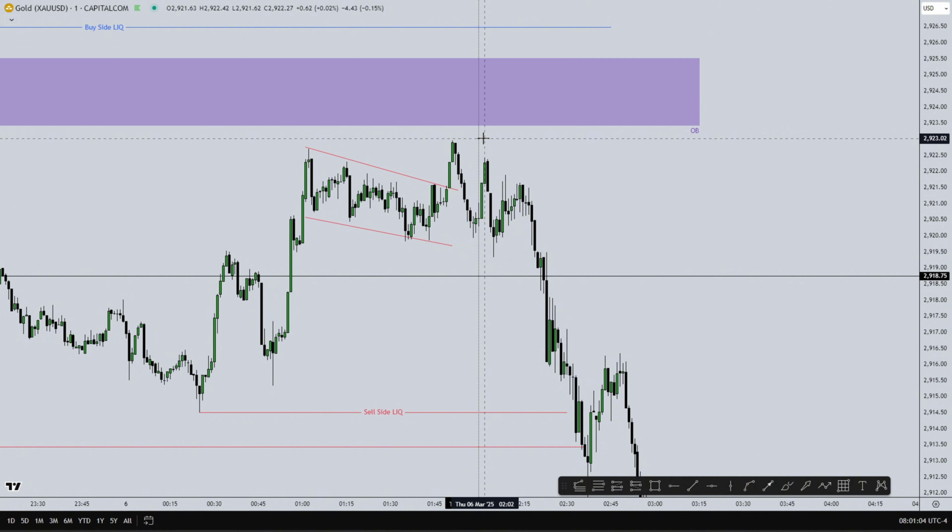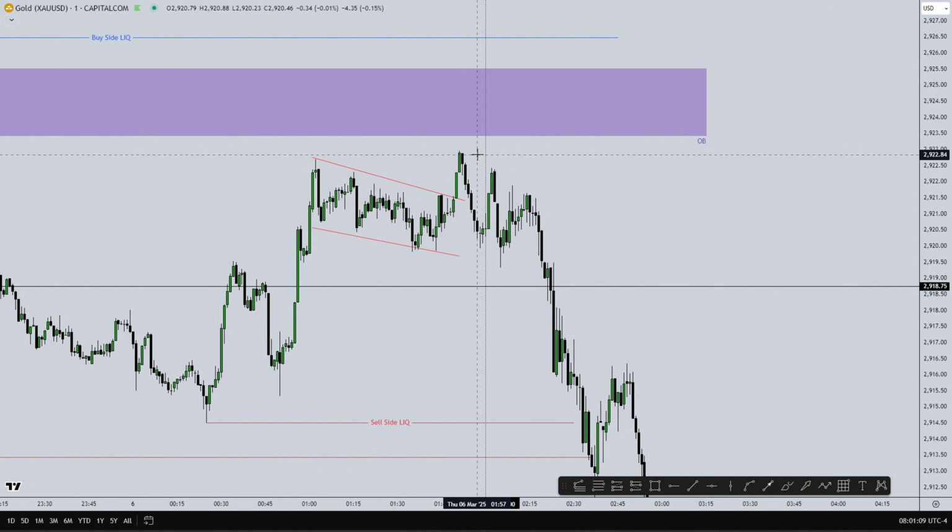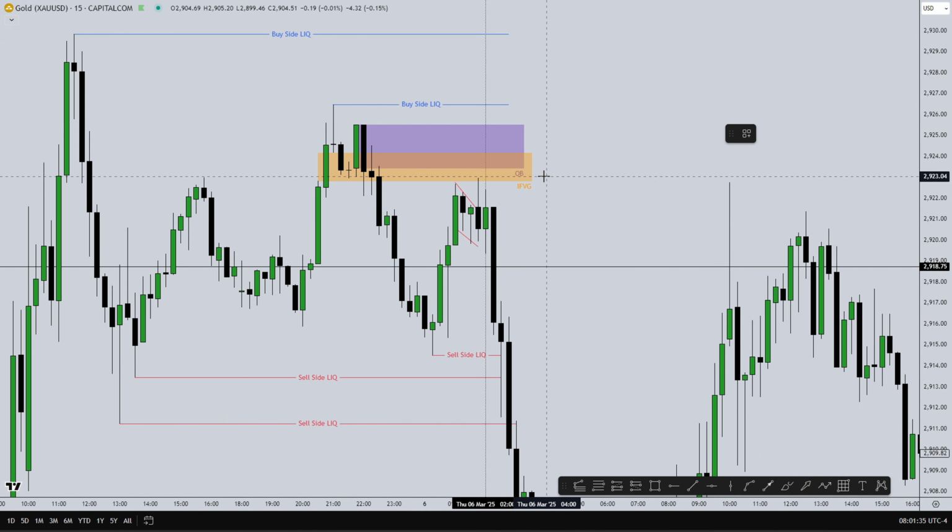However, I forgot to mention the imbalance, or the fair value gap, on the 15-minute time frame, and I will show you now. As you can see, I forgot to mention this 15-minute fair value gap or inverse fair value gap, which played a crucial role in the price movement. Price went straight to this fair value gap or inverse fair value gap, and to be honest, I was expecting the price to go to the order block, but there is a difference of about 10 pips, and my expectation was slightly wrong.